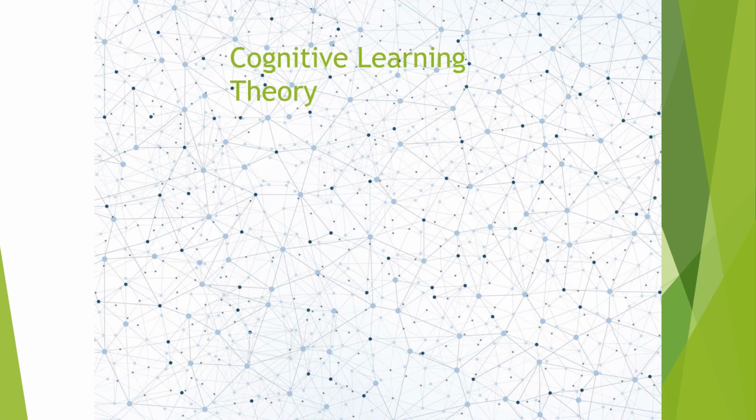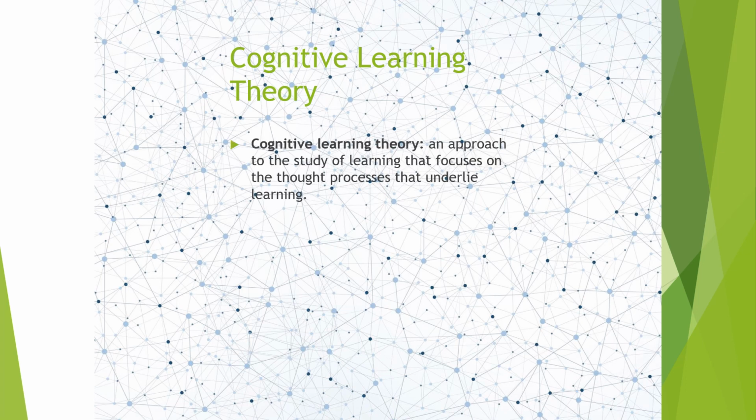I want to start out talking about cognitive learning theory. So specifically, what we mean by cognitive learning theory is that it is an approach to the study of learning that focuses on the thought processes that underlie learning. Something that we have not thought about so far is the thought processes that occur when we are learning some new task or when we are learning about an association.